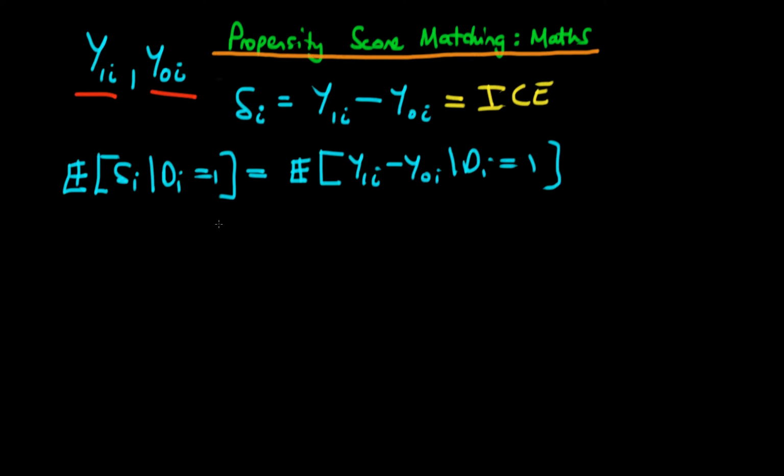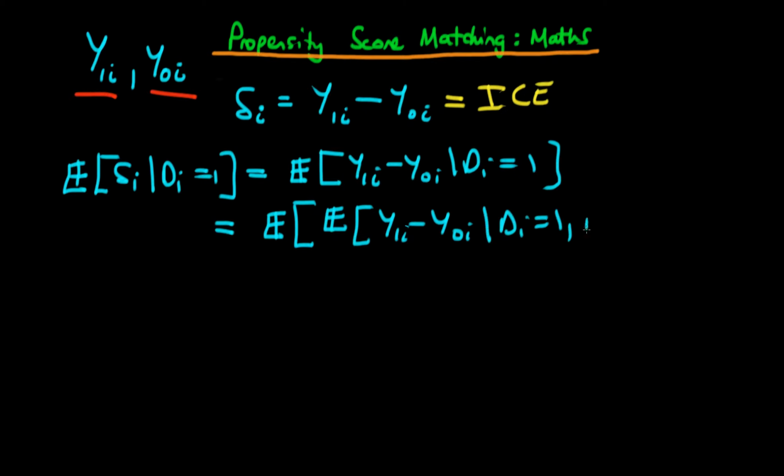We can rewrite this using the law of iterated expectations as the expectation of y1i minus y0i given that di is equal to 1 and also given that individual's propensity score. And finally, we condition on the fact that di is equal to 1 to ensure equality with the line which came before that. And what we can do now is separate out this inner expectation into the terms that involve y1i and those that involve y0i.